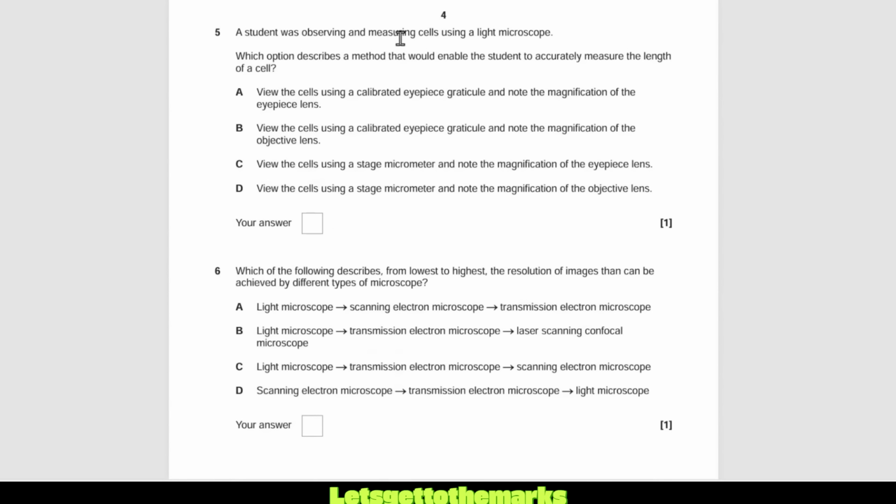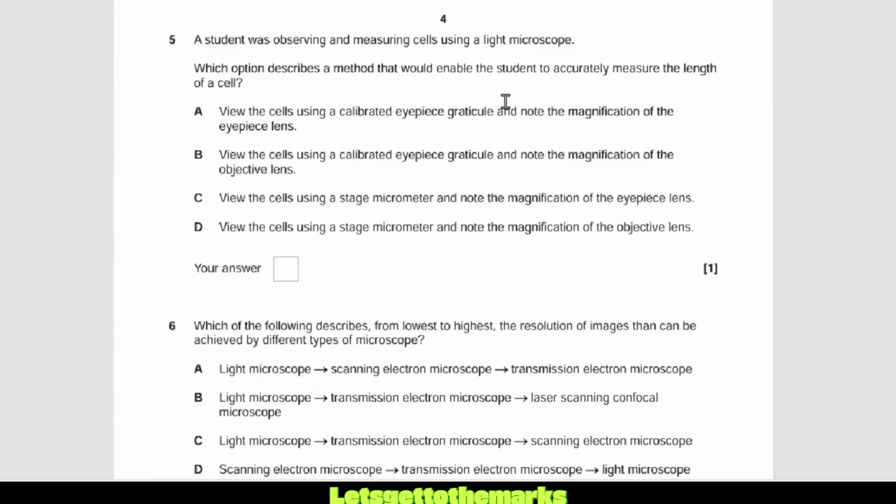The student was observing and measuring cells using a light microscope. Which option describes a method that would enable the student to accurately measure length of a cell? Why don't you pause the video, have a go at this one? Right, I'm going to go through the answers because I'm taking too long.